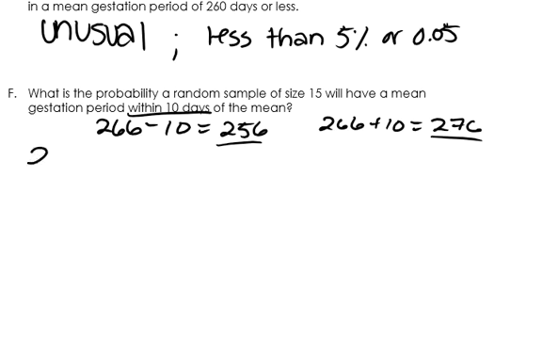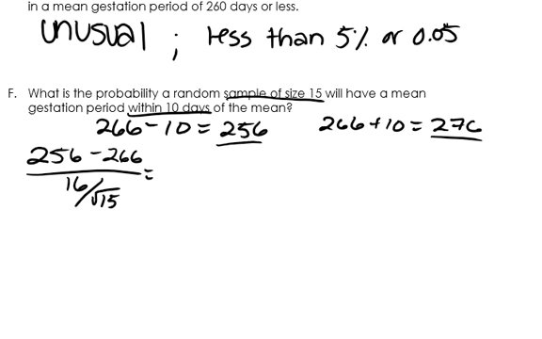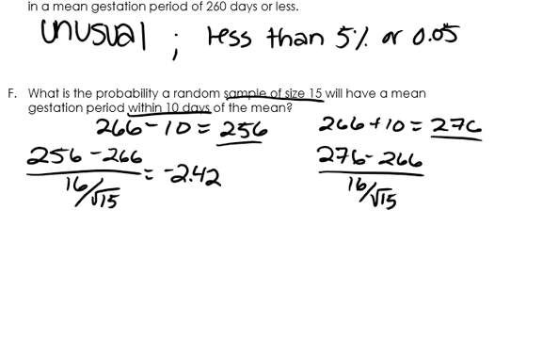So we're going to find a z-score for both of these numbers. So let's use our formula, and we're also using a sample size of 15. For the first one, we're going to have a z-score of negative 2.42. And let's find the z-score for the next one. Notice how one side is positive and the other one is negative. That's because they're the equal distance away from the mean.